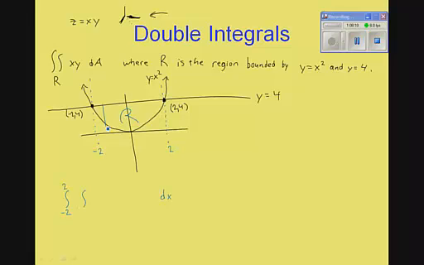What's on the bottom of region R? x squared is on the bottom, right? So we want to go from x squared to 4. And do you think it makes a difference if I put it the other way? Well, you'd get the sign wrong, right? We know that. So we'll go from x squared to 4, and then I'm integrating dy there. And what is it I'm integrating? The function xy. And that'll give me the volume.